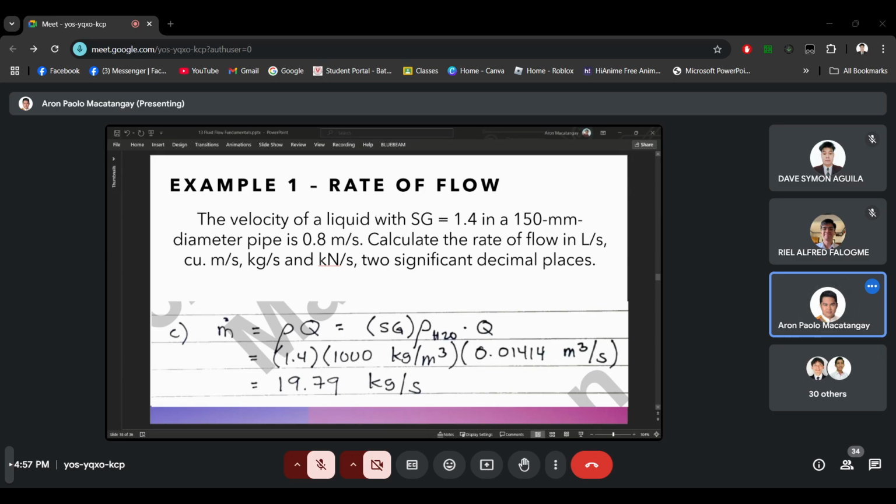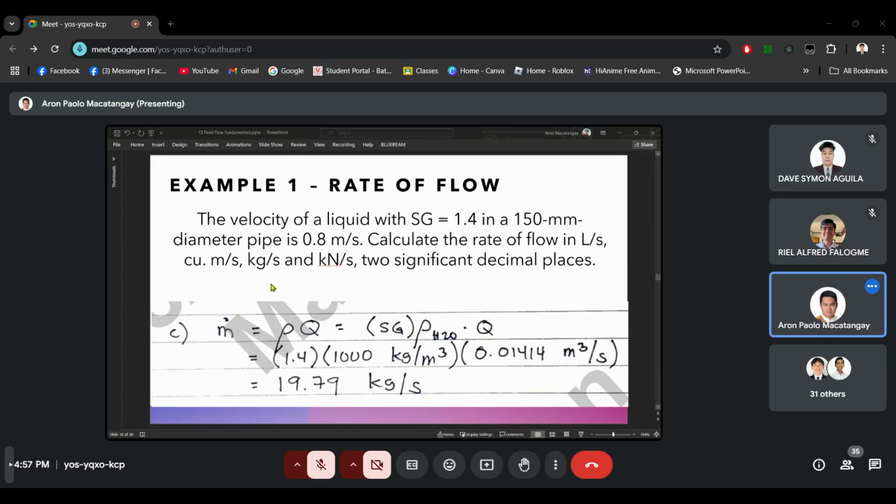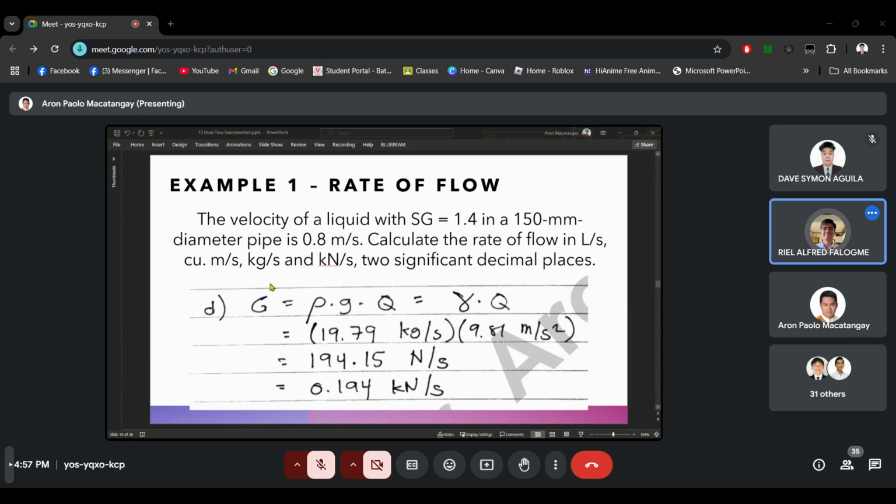Sir, gagawin po ay ita-times lang po sa 9.81. Okay, so what will be the numeric answer doon? 194.16 po. Okay, 194.16. But remember that is still newtons per second. We are being asked for kilonewtons. So we need to convert your 194.16 to 0.194 kilonewtons. Okay, salamat.